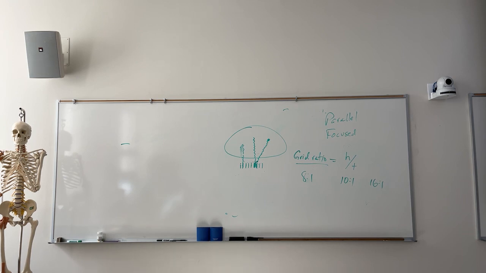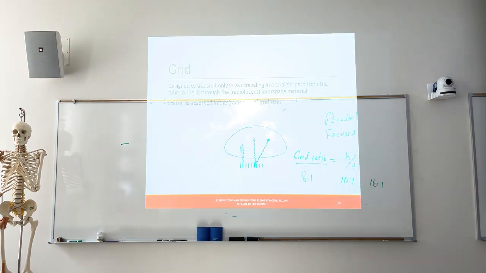So first test, you're going to have the Bucky factor given to you, but the Bucky factor is the amount of change in technique you need, specifically mAs, for when you use a grid. Okay, Bucky factor, that's all it is. How much of a change in mAs do you need?